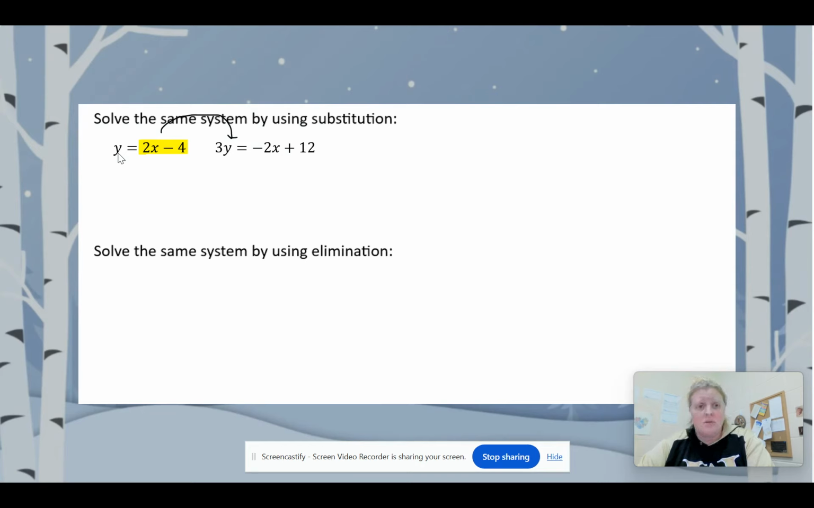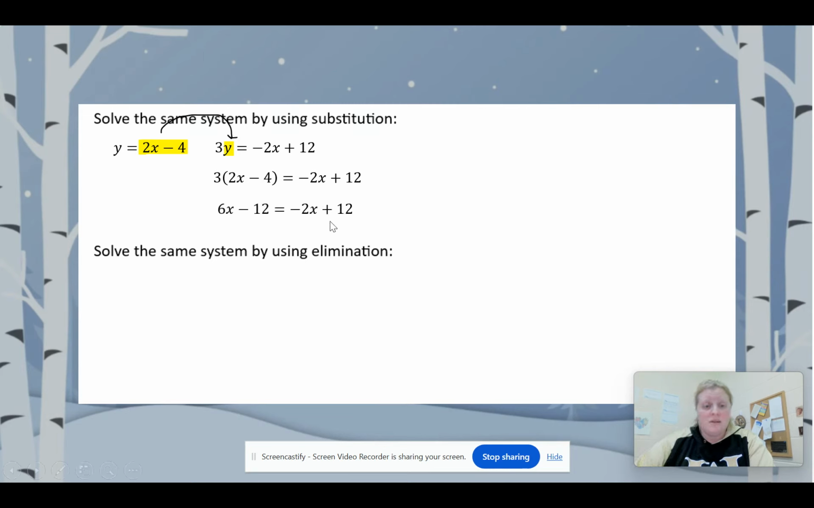So when you substitute, you should always be plugging a group in to the other equation. And because you're plugging in a group of things, you have to put parentheses around it. So just a rule of thumb, use parentheses when you're substituting. So that's your new problem, and then we're going to go ahead and distribute.